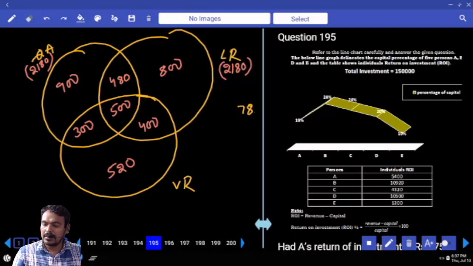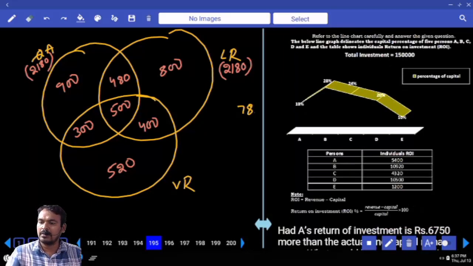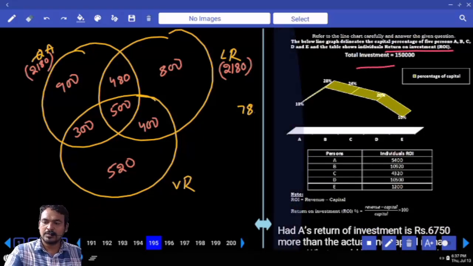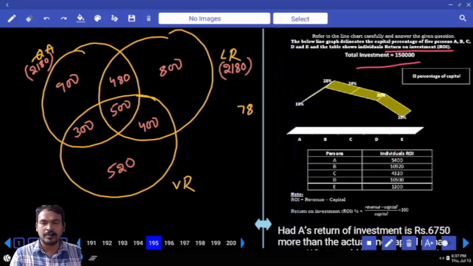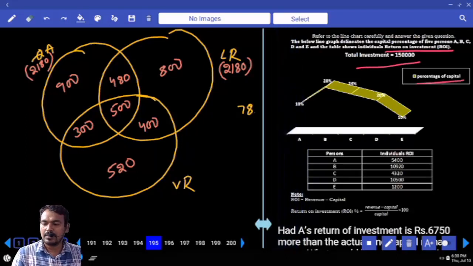The below line graph depicts the capital percentage of A, B, C, D, E, and the table shows the individual return on investment, ROI. Total investment is given how much? 1,50,000. Percentage of capital is given. What is the A capital? 18%. What is the B capital? 28. So on is given.